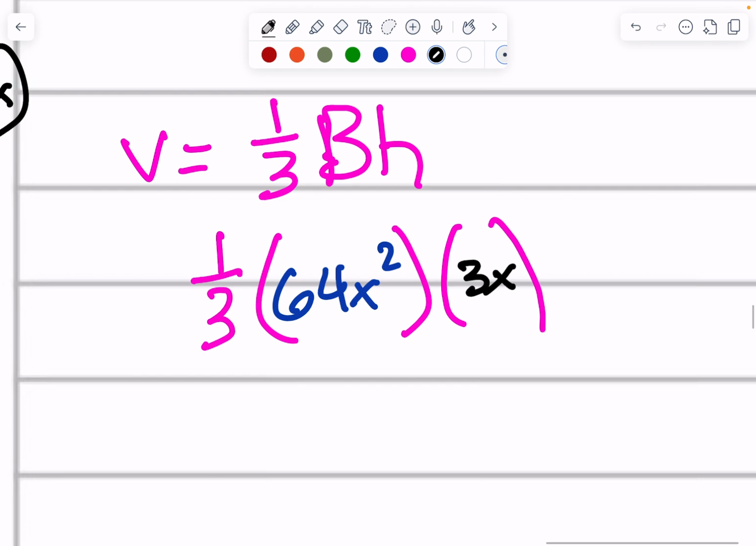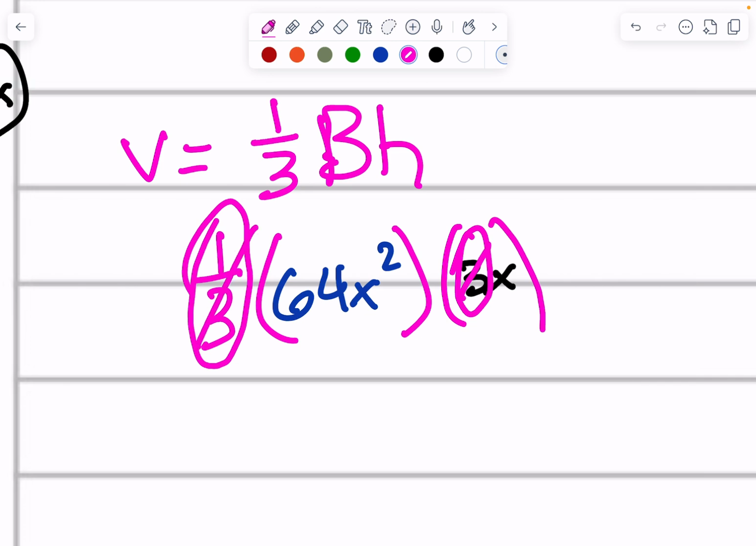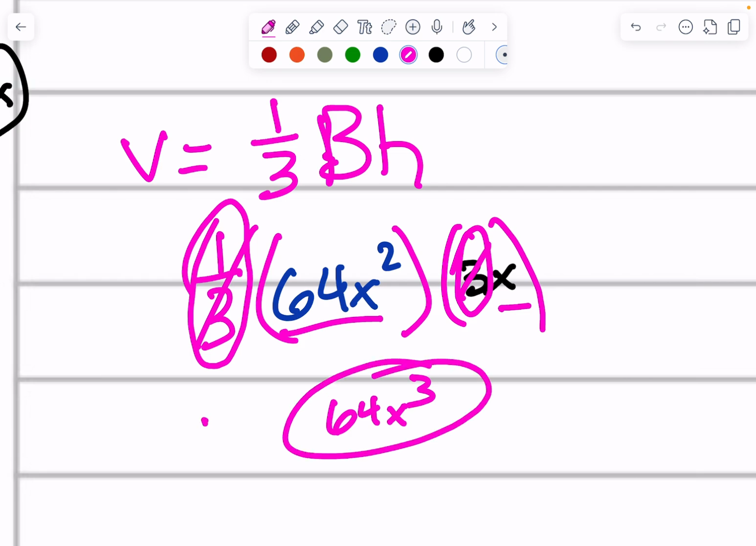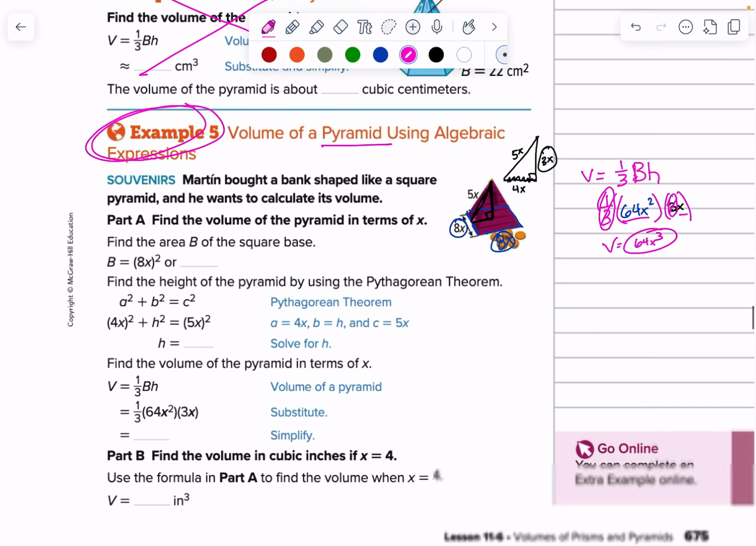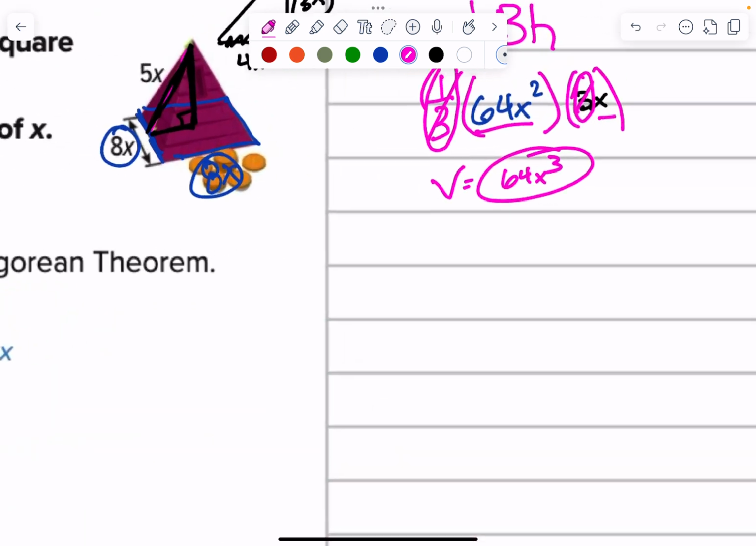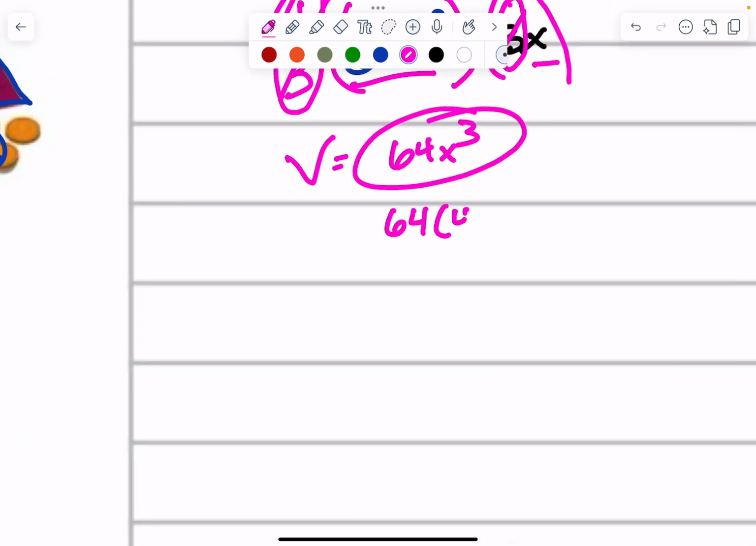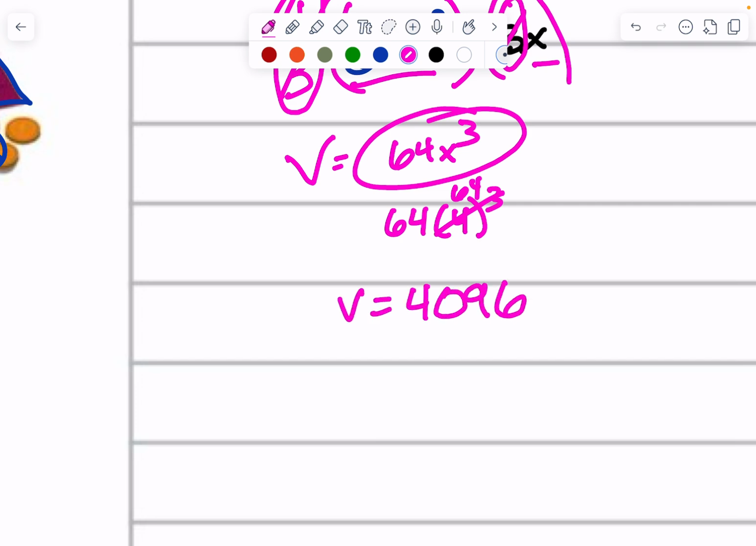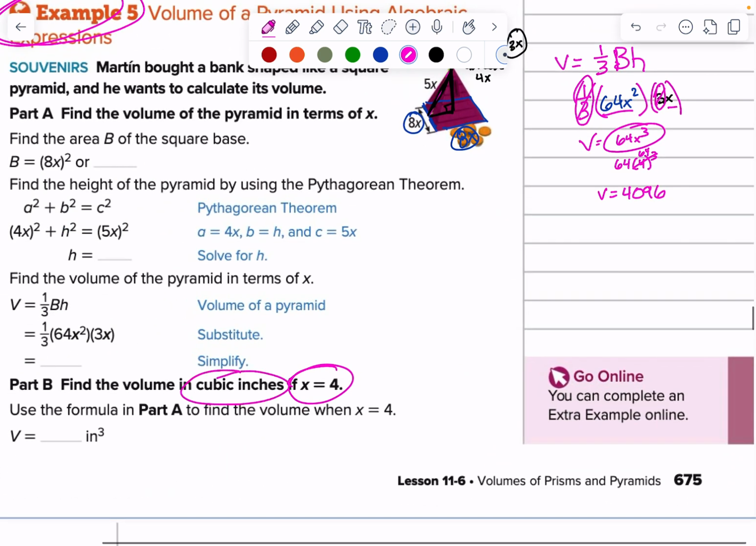So now I'm looking at this guy being the volume, and I see some things that I can put together, like a third of 3. Those can just cancel out. So I've got 64x squared and x, so that's 64x cubed is what the volume is. Now they're probably going to have me plug a number in. They're going to say, what is it if x is actually 4? 64 times 4 cubed. I know that 4 cubed is 64, so it's basically 64 by 64. And we end up with 64 times 64, and that is 4096. And that is in the units of inches cubed, cubic inches. So there is that.